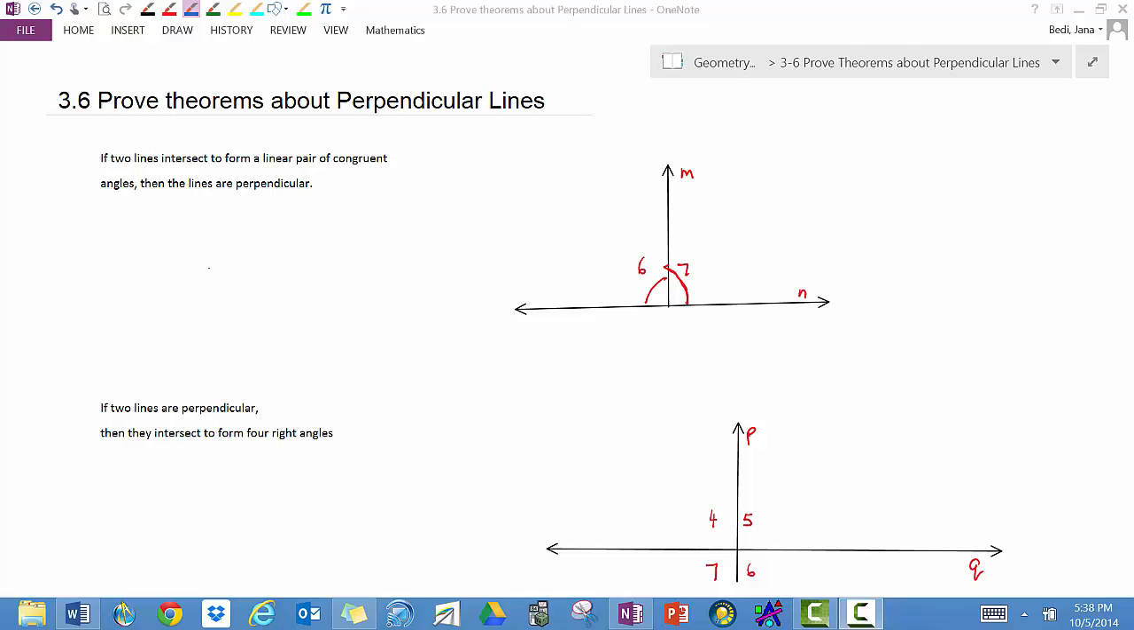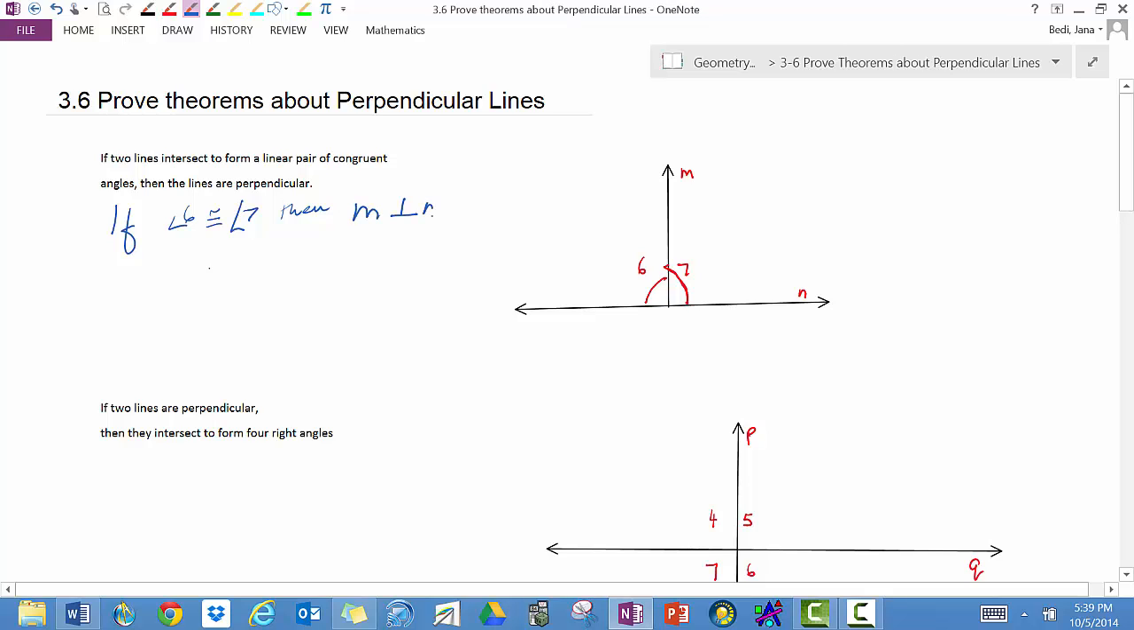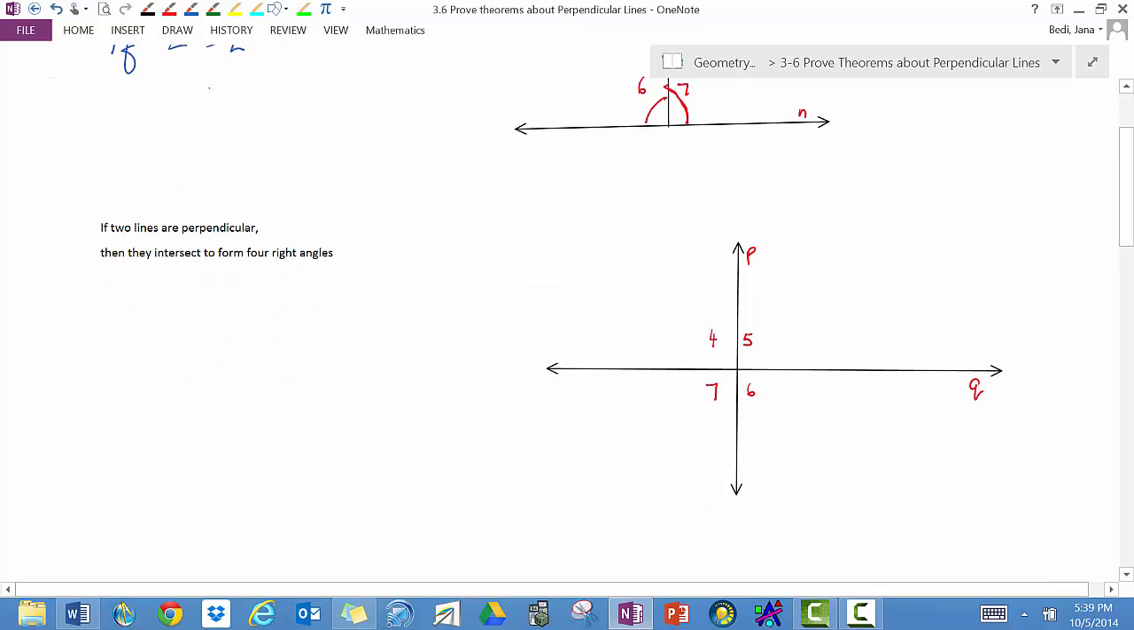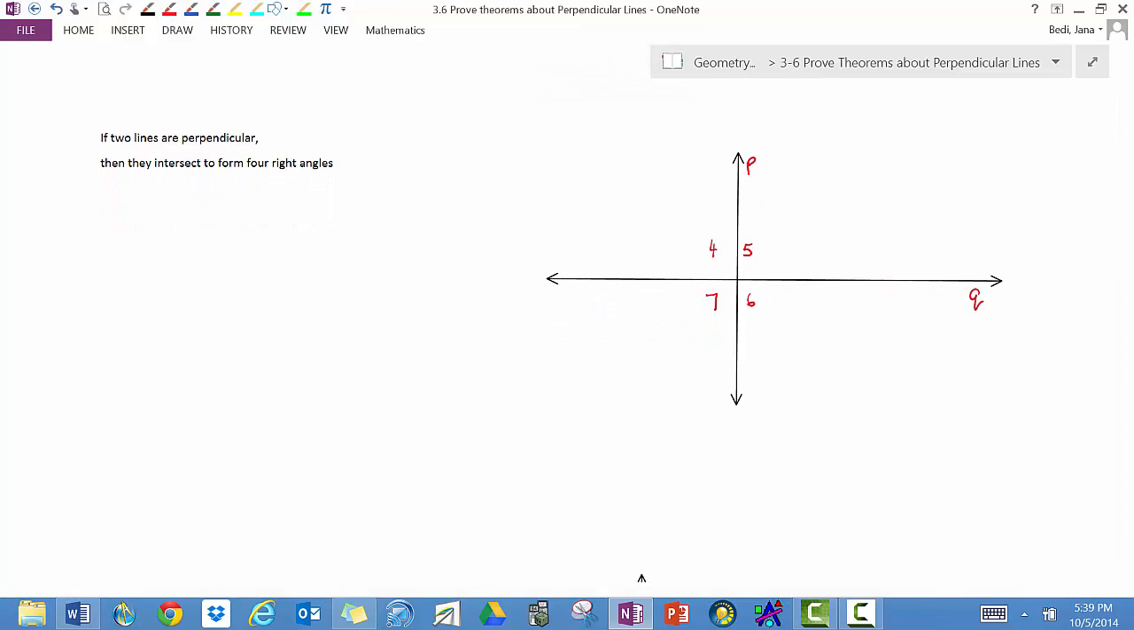So in the first diagram, you see angles 6 and 7 are congruent to each other. So we say if two lines intersect to form a linear pair of congruent angles, then the lines are perpendicular. Or I can write that as: if angle 6 is congruent to angle 7, then M is perpendicular to N.